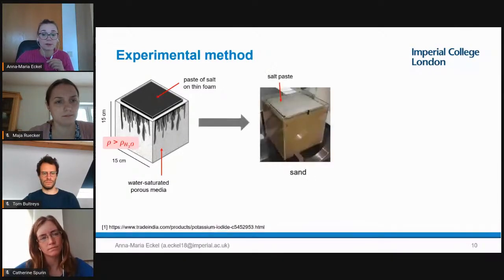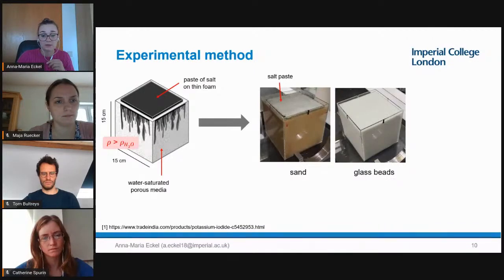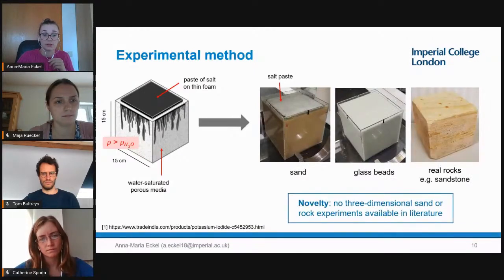And here we see an experiment with sand and on top the salt paste. Further, one can use glass beads and real rocks, such as sandstone, which we see here. And using real rocks or even sand would be very interesting, since no experiments with natural materials in 3D are available so far.